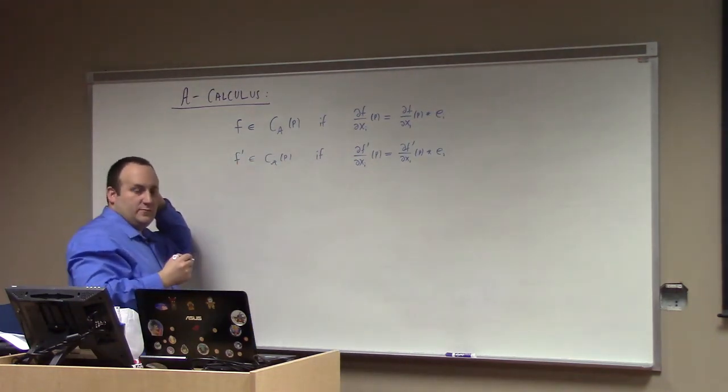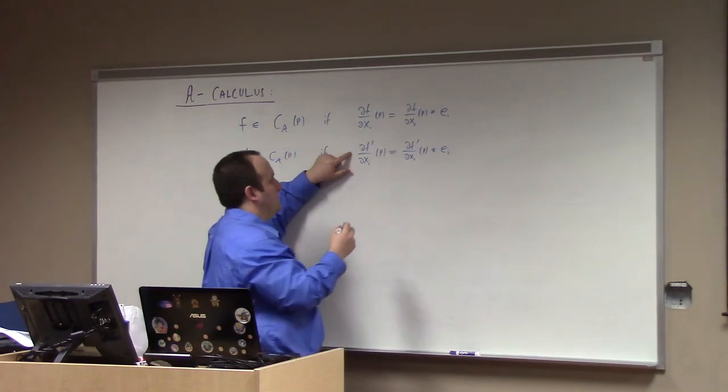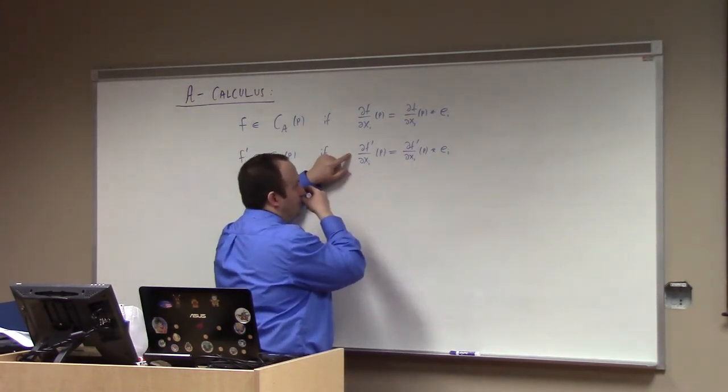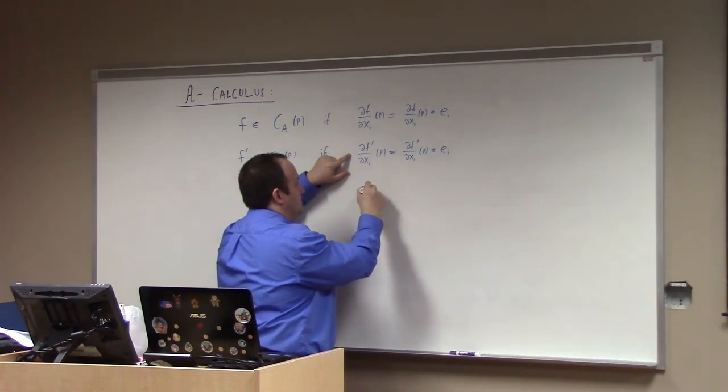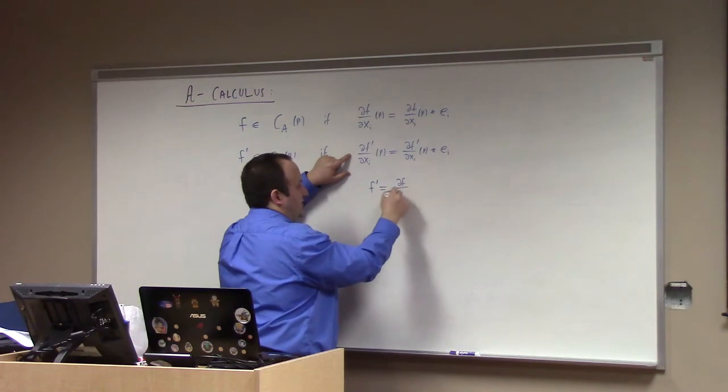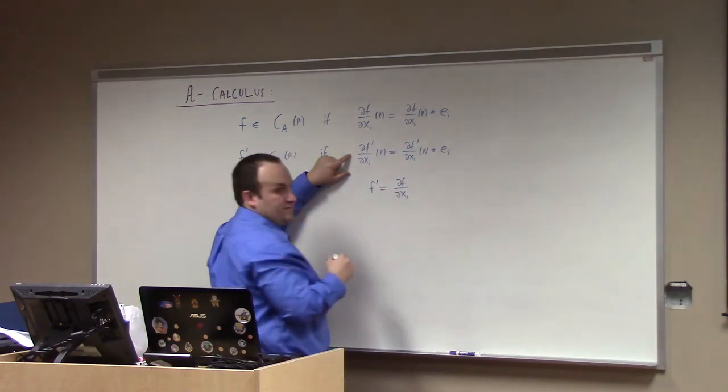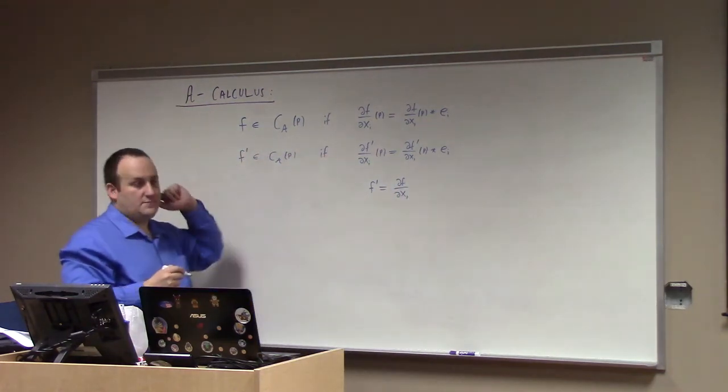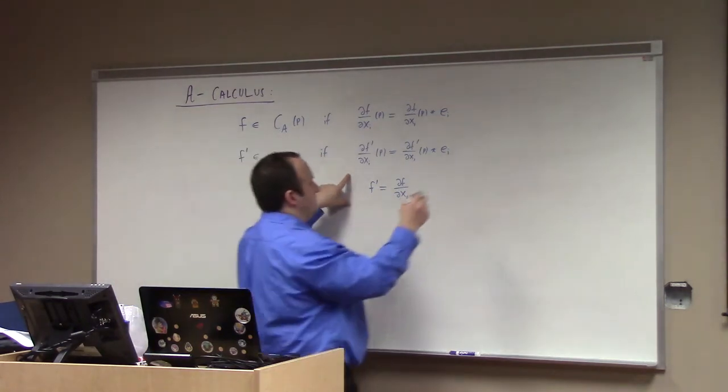But what is this equal to? How to say this? Remember what f prime was? F prime is partial f partial x1 in our current notation. So what does this actually say?